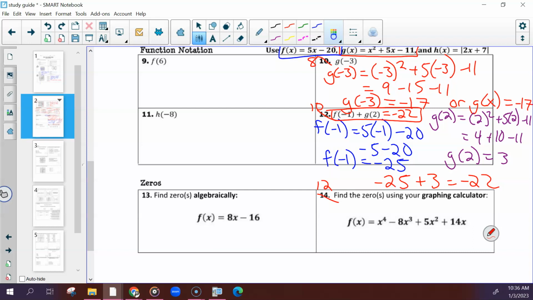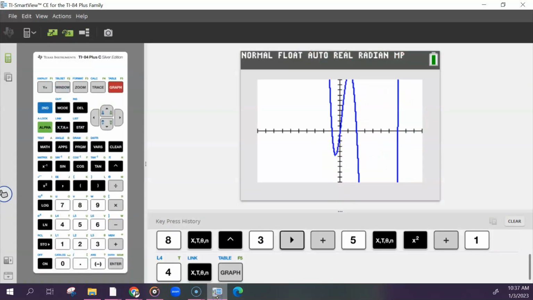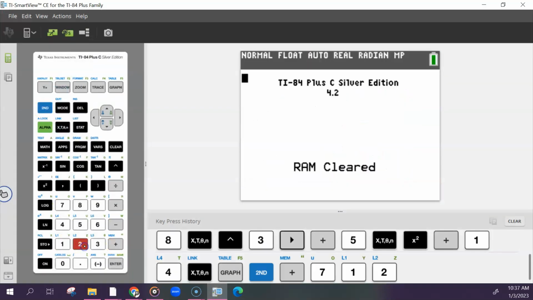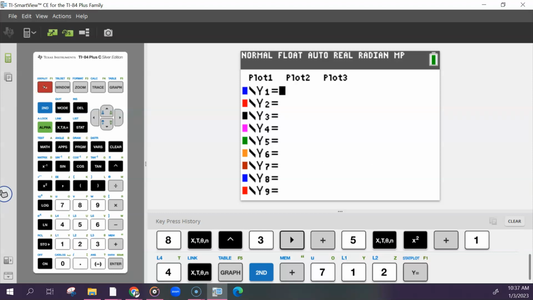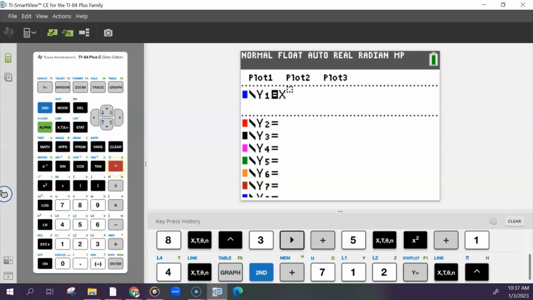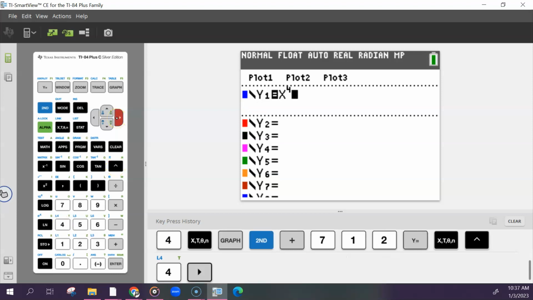12 we are going to do in our calculator. Before we do that, reset it. Second plus 7, 1, 2. Go into your y equals, and you're going to type in that equation. I know it's a little blurry. It's x to the 4th. So use your x and then this caret above the division sign. And 4. And then come out of it.